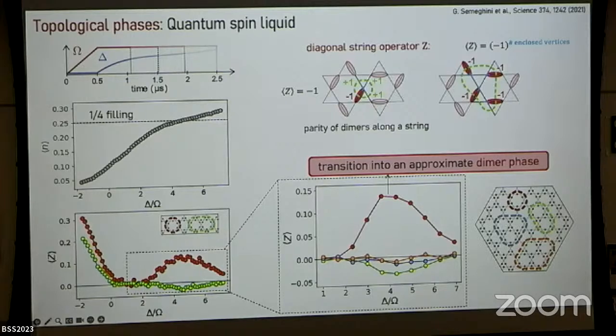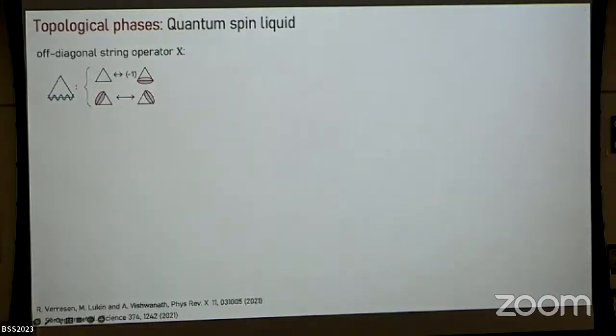It should be there. Okay, so now the tricky thing is, of course, this is not enough. This tells us that we have the right type of correlations. But the thing that is most important to detect that this is a spin liquid is to figure out if we're actually preparing these macroscopic superpositions of dimer states, right? So we want to measure coherence, which is what the second string operator will allow us to do. So we define this second string operator, X, which is, here things get complicated. So it's defined as follows.